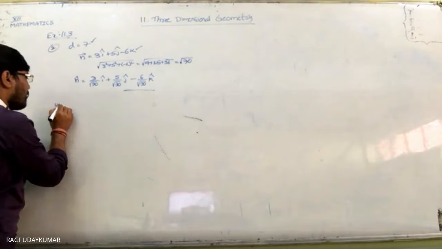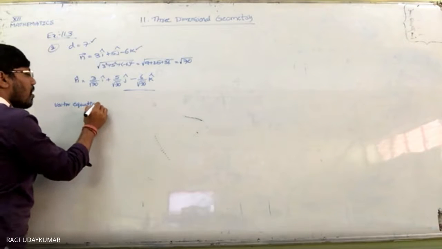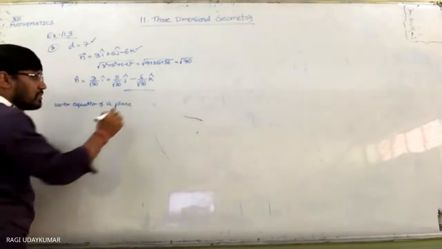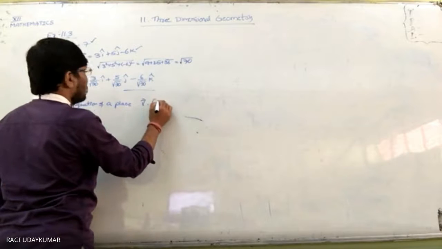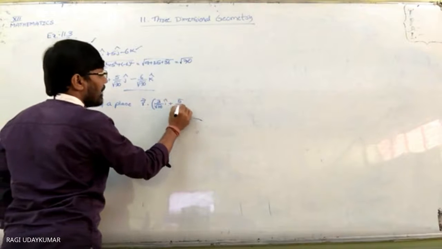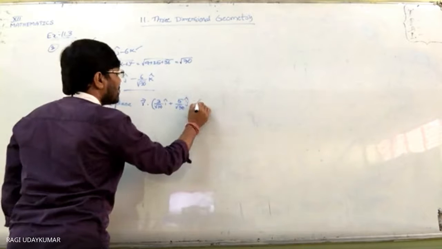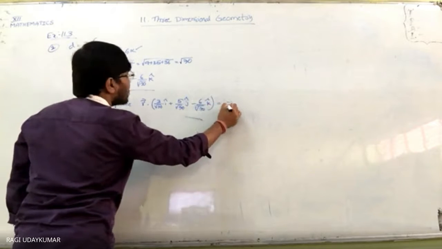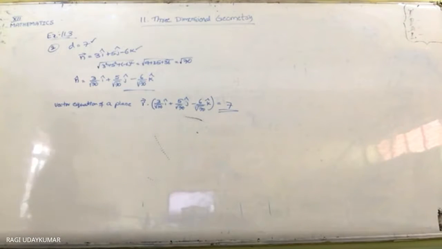Therefore the vector equation of the plane is r bar dot n cap, that is 3 by under root of 70 i plus 5 by under root of 70 j minus 6 by under root of 70 k, is equal to 7. This is the vector equation of the plane.